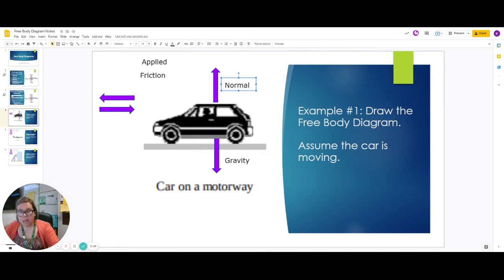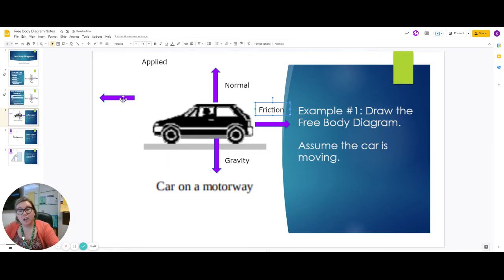Now I've got applied force and friction force. So I know friction is opposite the direction of movement. And if my car is moving to the left here, then that means my friction force is going to be opposite the way it's moving. So that means it's going to be to the right.